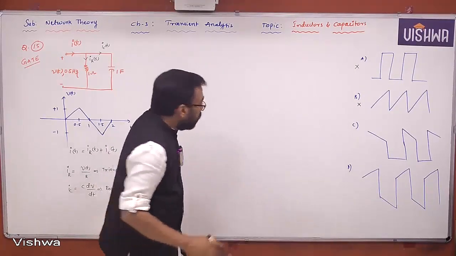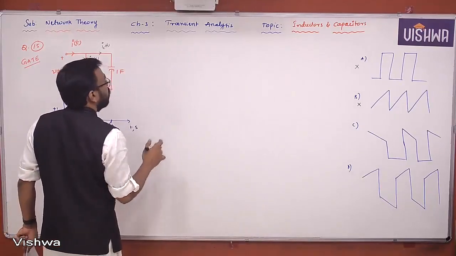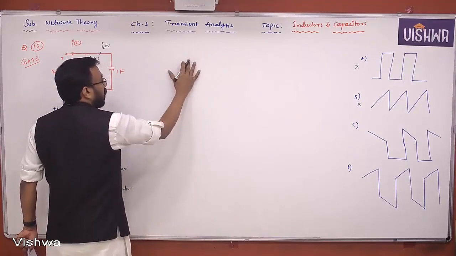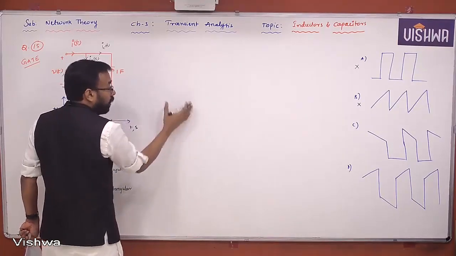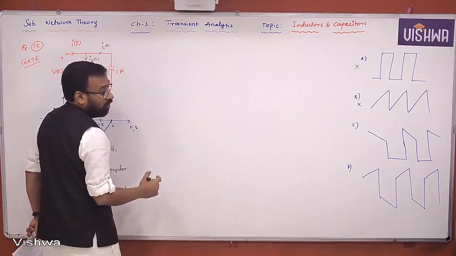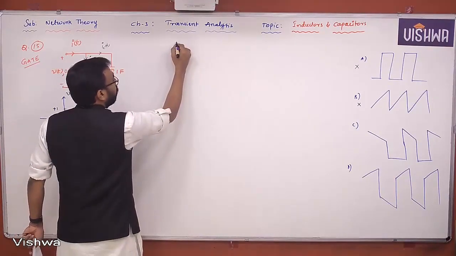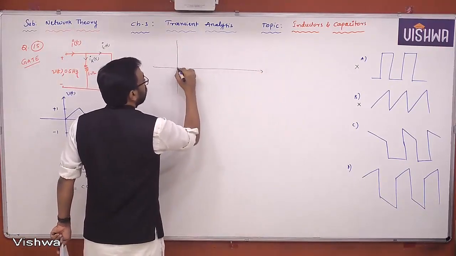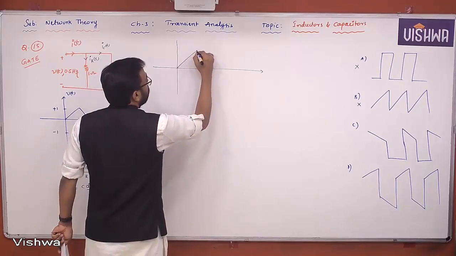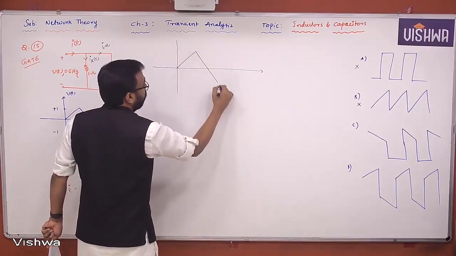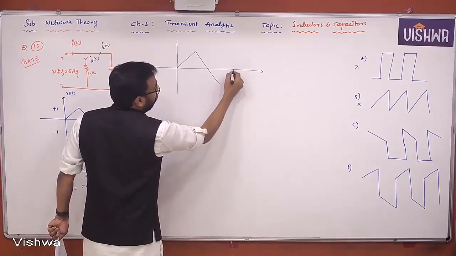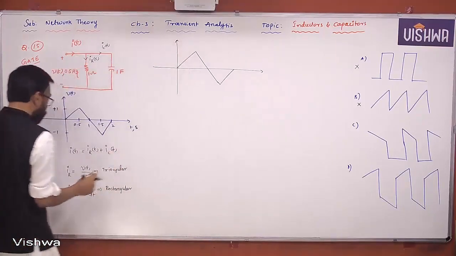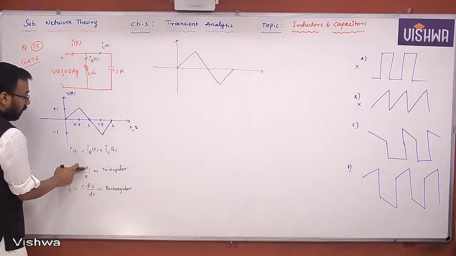Do all of you understand? So for that, what we try to do is draw first the current flowing through the resistor, then the current flowing through the capacitor, then we superimpose them, and then we easily understand what kind of waveform we are getting. So let us see first. This one is the waveform of current through the resistor, which is V of t by R.